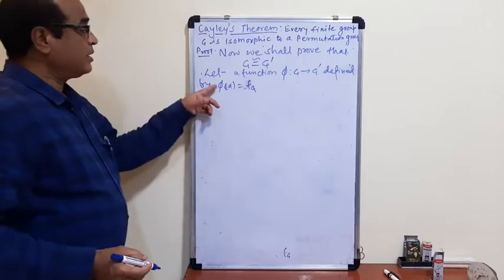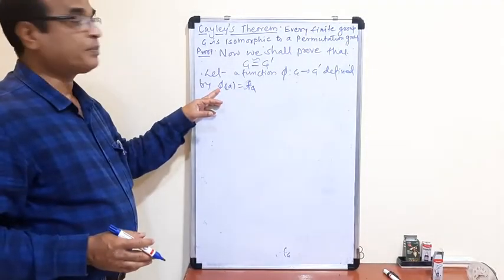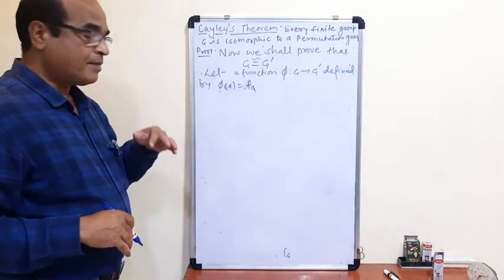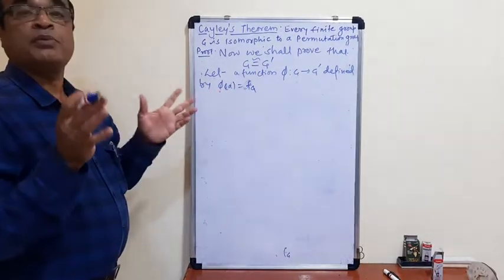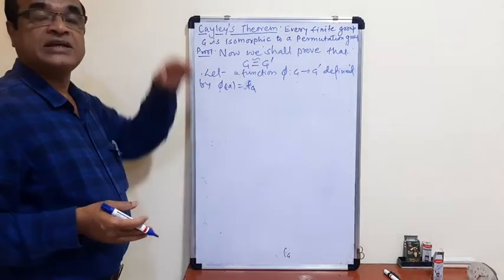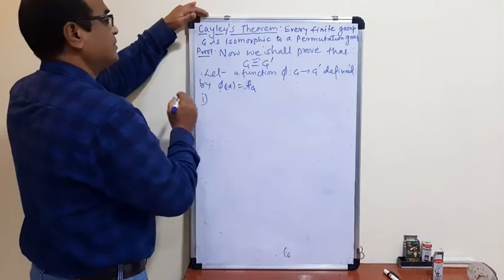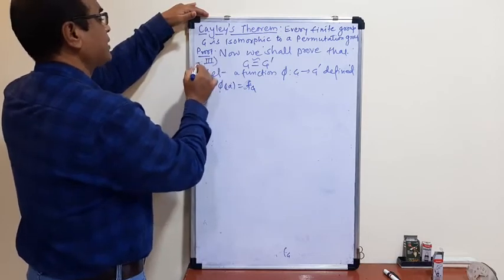So we are proving here that phi is an isomorphic function. For that, first we prove phi is well defined, phi is 1 to 1, and phi is onto. Then phi is an isomorphic function, hence G and G dash are isomorphic groups. This is the third part of the proof.